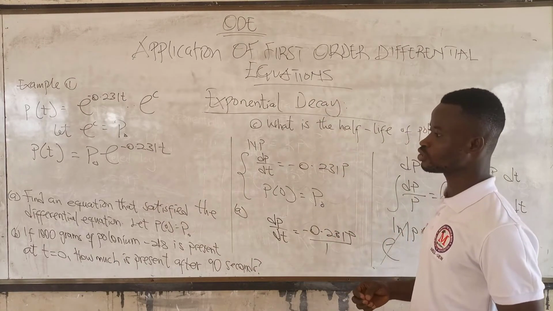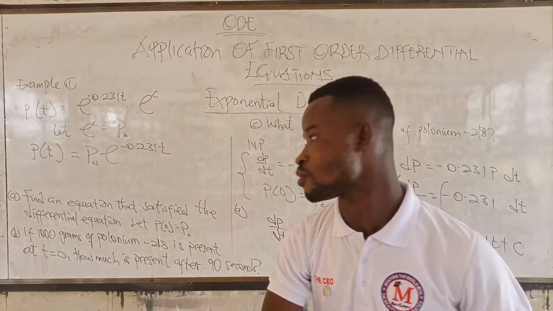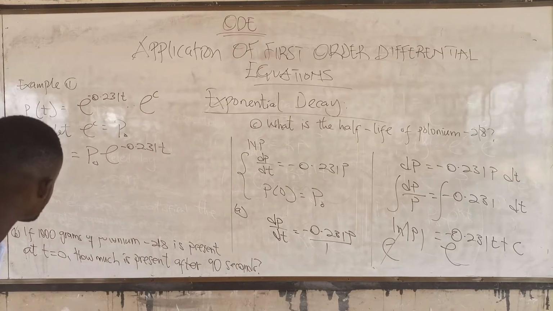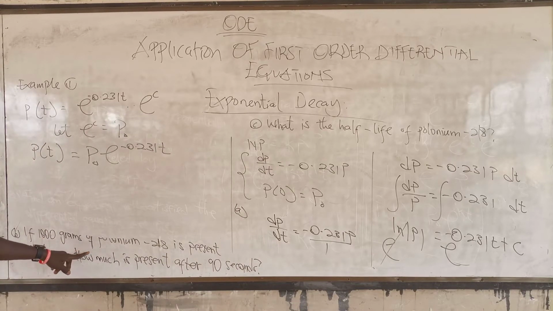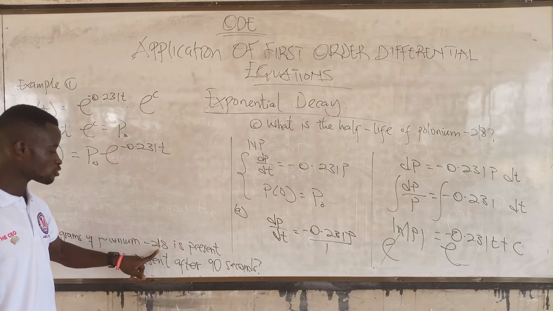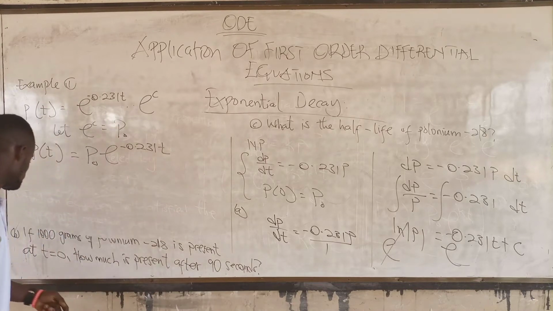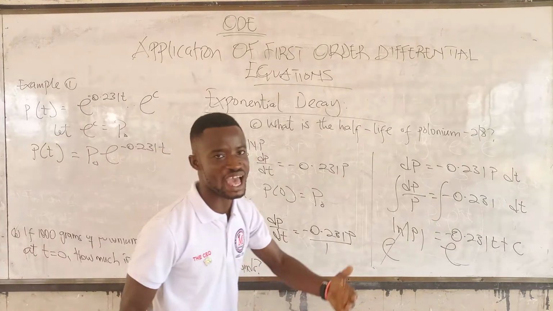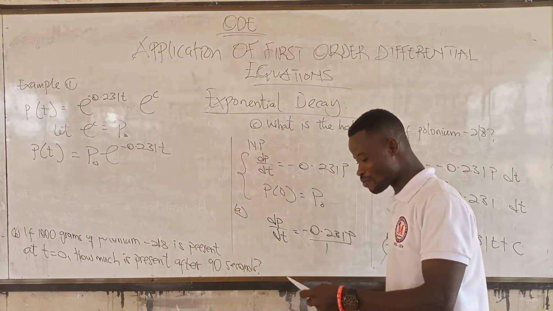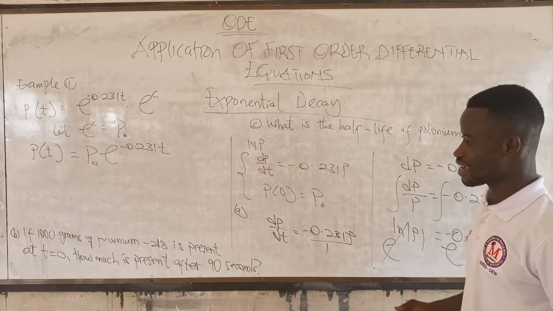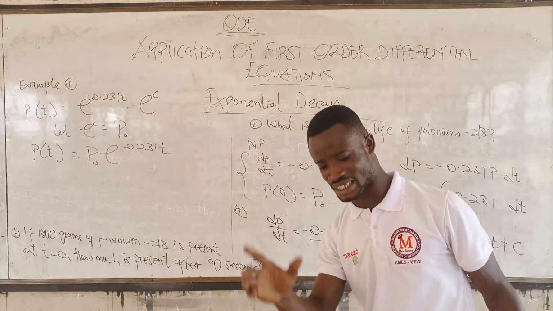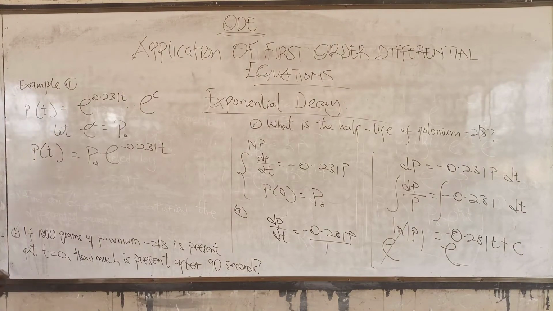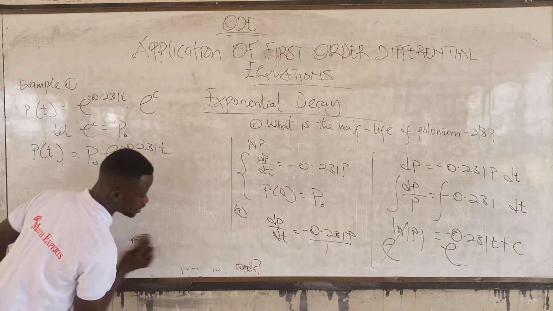Alright, let's move on to the B part. The question is saying that if 1,000 grams of polonium-218 is present at t equal to 0, how much is present after 90 seconds? Very good. In fact, let me make it easy for you to understand.